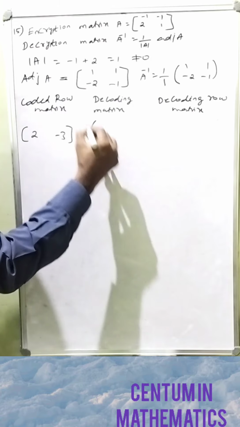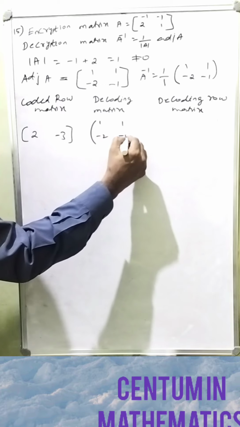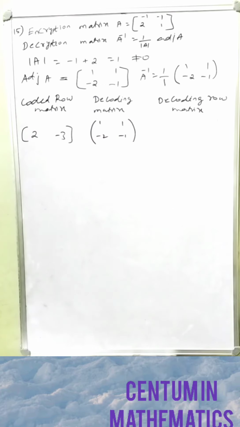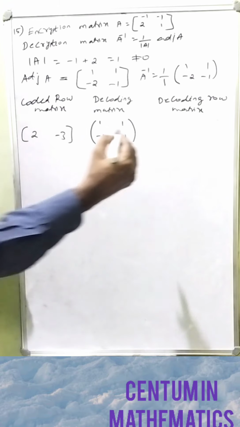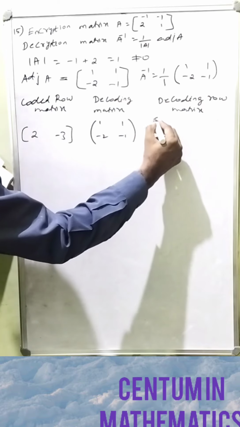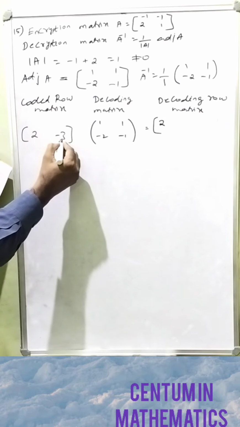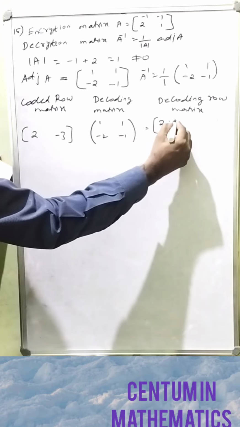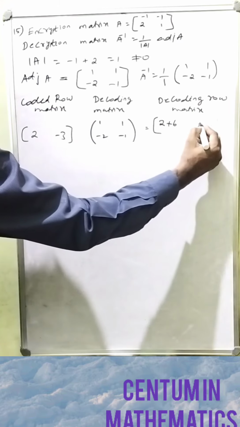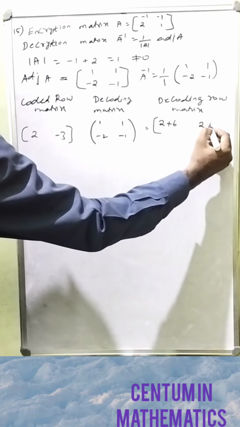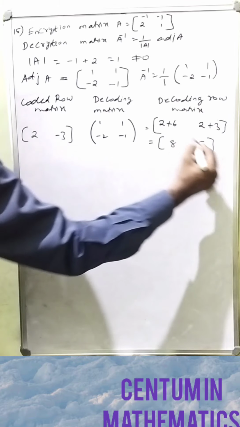So applied here, 1, 1, minus 2, minus 1. Okay, these two matrices we have to multiply. First row, first column: we get 2 into 1, 2, minus plus 6. Then first row, second column: 2 minus plus 3. So we get the answer, 8, here 5.